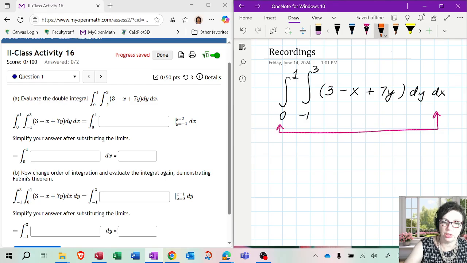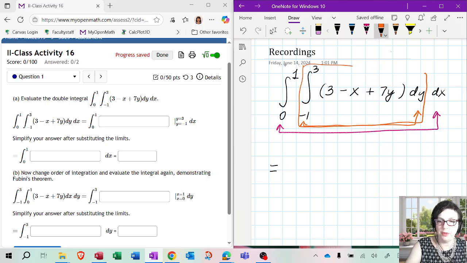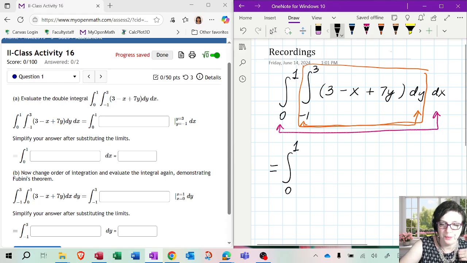That's how x changes. And then the y would be the inside limits, and that would be negative 1 to 3. So the way we compute it is first we concentrate on the inside integral, this guy right here, and leave the outside without change. So this is going to be 0 to 1. Now, how do we integrate 3? Remember, integrating a constant just results in multiplying it by the variable with respect to which you're integrating. So that is going to be y, so this is going to be 3y.